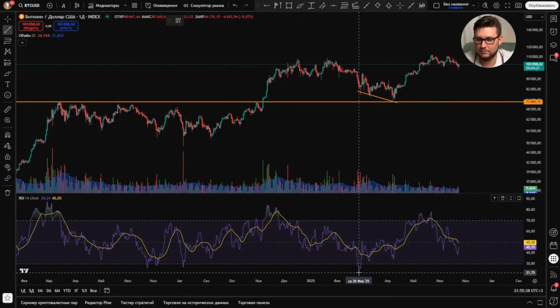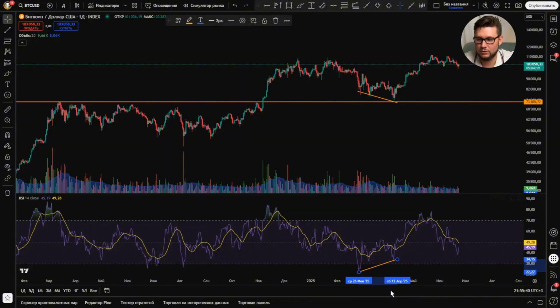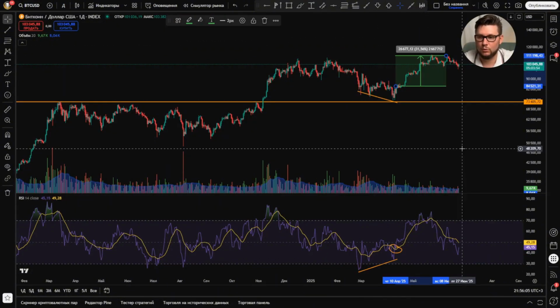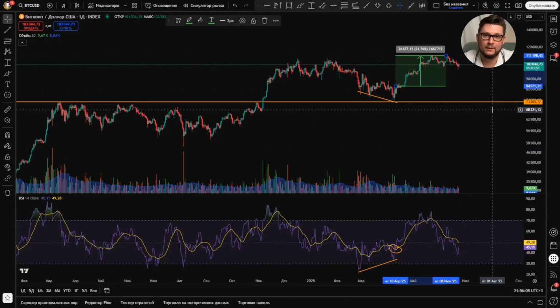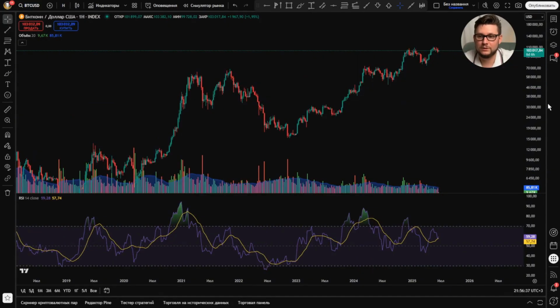That is, while the price was making new lows, the RSI was not making new lows. After that, we see a golden cross and a powerful upward surge of almost 31% in just 1 month. You can also play around with time frames.